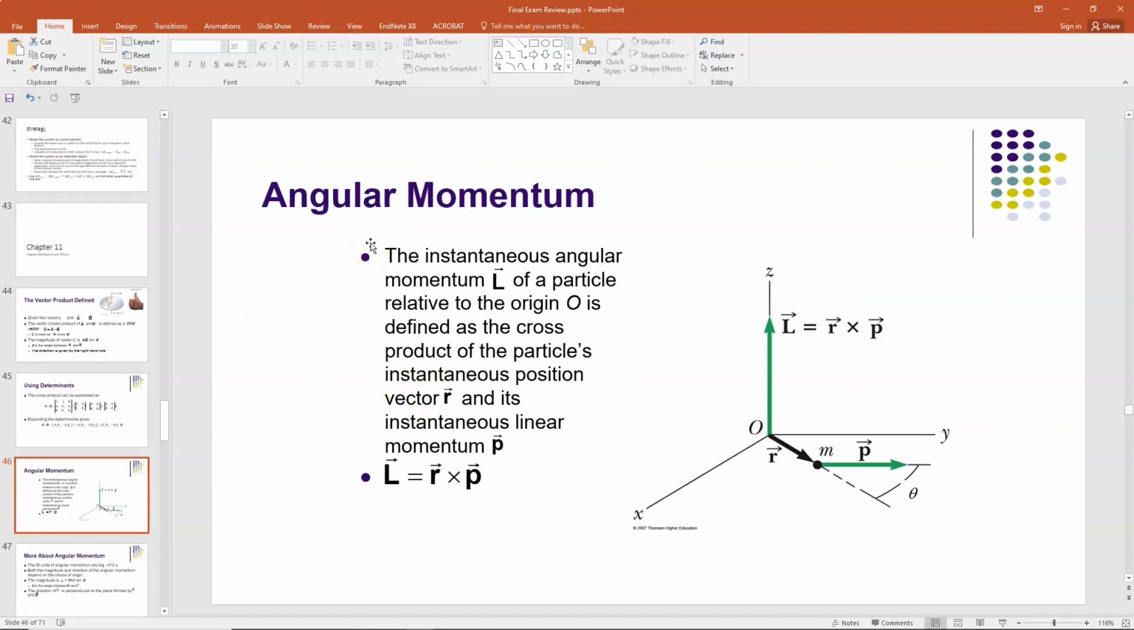Remember that the reason we did all this is because angular momentum and torque are cross product kind of formulas. So the angular momentum of an object moving about some origin would be L is equal to R cross P, where R is the position vector for the object and P is the momentum.